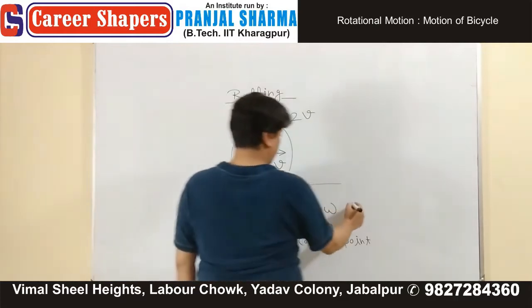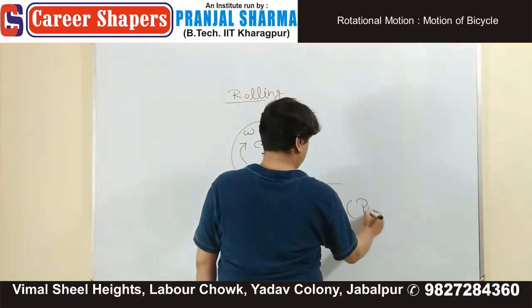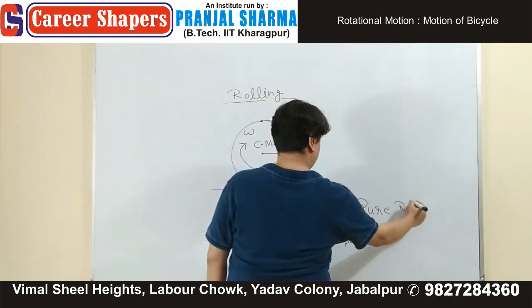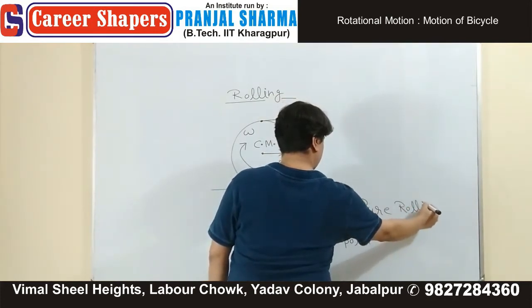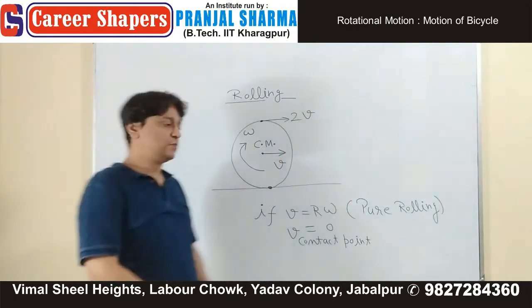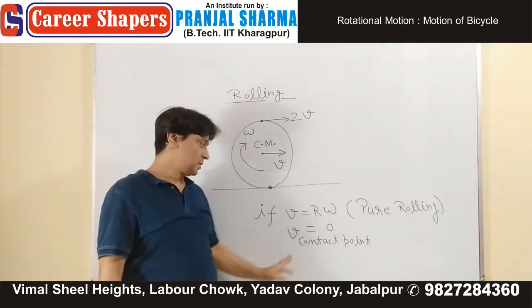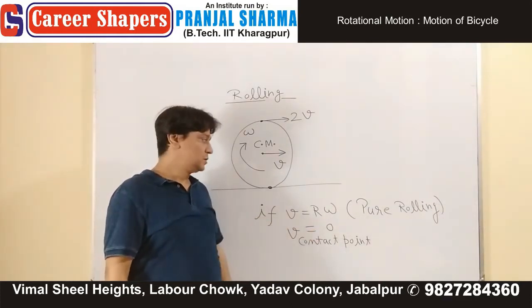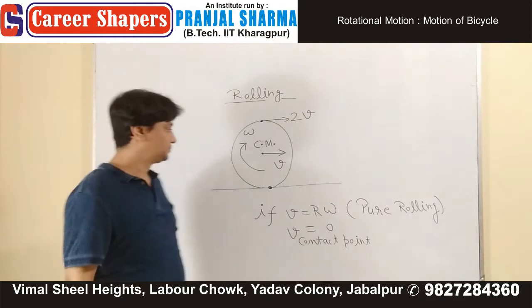If V is r omega, this is called pure rolling. Pure rolling means rolling without slipping. Contact point, its velocity is what? Zero.